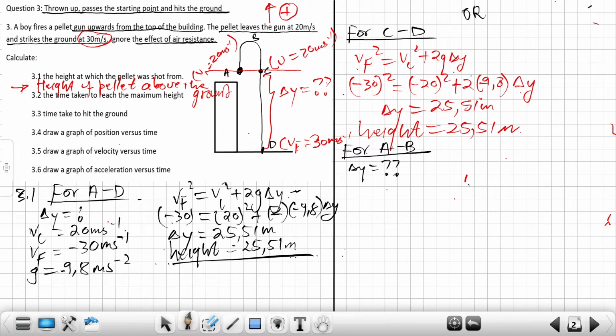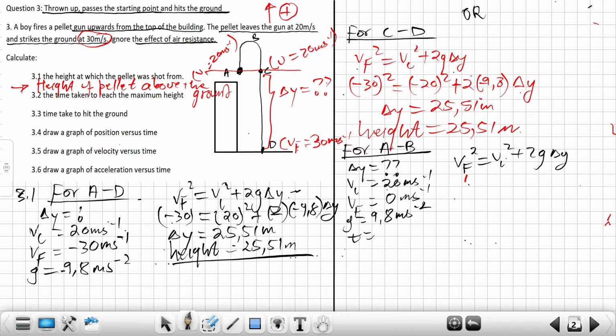And then I have my V initial, which was given as 20 meters per second. I have V final, which is now 0 in this case. That is me looking at the motion between A and B. Then I have my G, which is always given, that is 9.8 meters per second squared. Time I don't have, but once I have my 3 variables, I can easily go back and choose an equation that I can use. So V squared is equal to V initial squared plus 2G delta y.